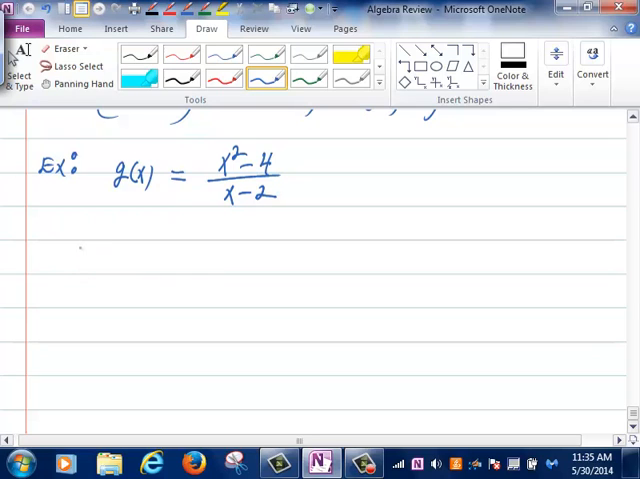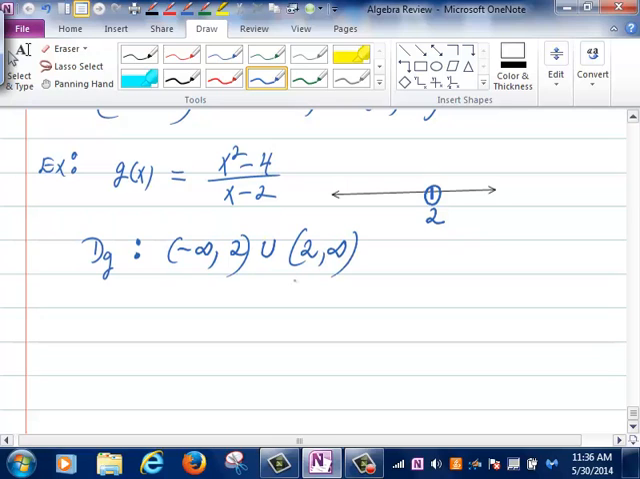Well, it's really pretty clear. I don't really have to do very much work here, because the domain of g is basically given by all real numbers except 2. So how do I write that in interval notation? If this number represents 2, let's say, I have to exclude 2 from the domain. So the domain would be all the numbers from negative infinity up to 2, excluding 2, together with all real numbers above 2, excluding 2, right? That's how I'm going to write it.